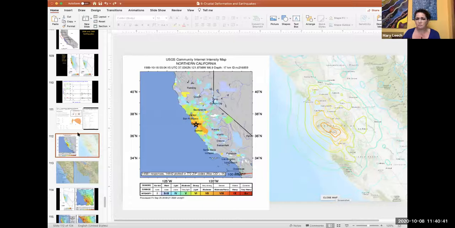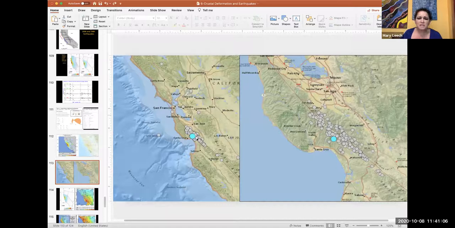This is the shake map for 1989. We've done this enough, but this is like the shake map that we would see on the USGS. You can zoom in to see all these things too. It shows you the whole area from Salinas to San Francisco shook a lot. This is the seismicity.